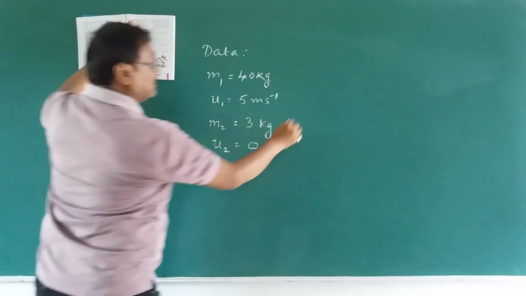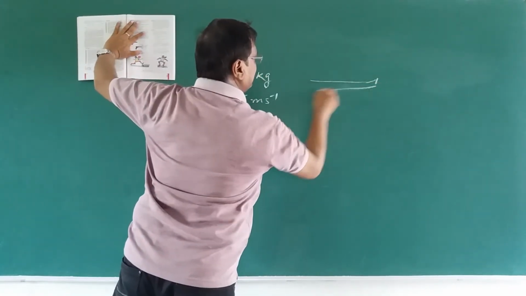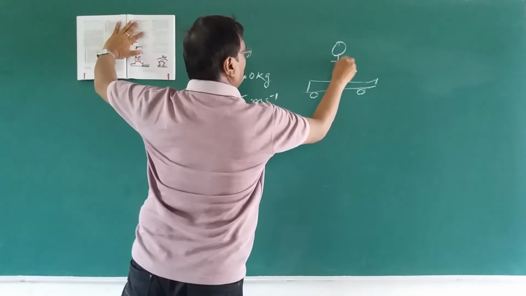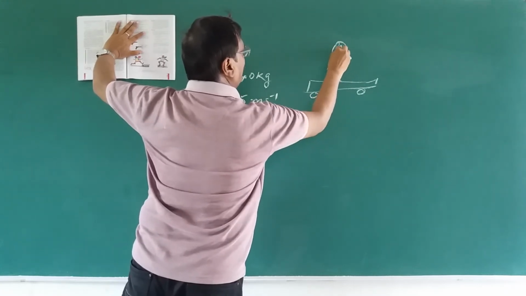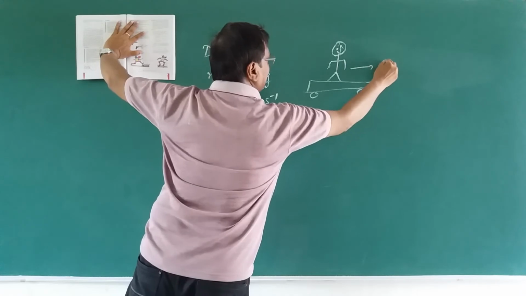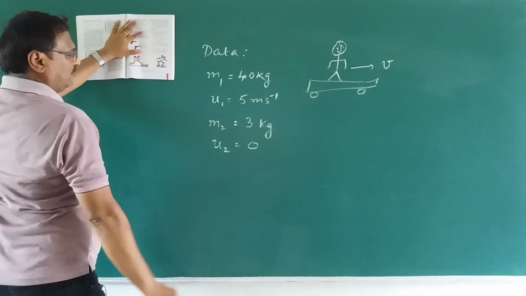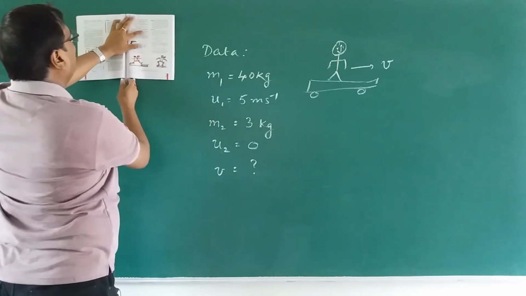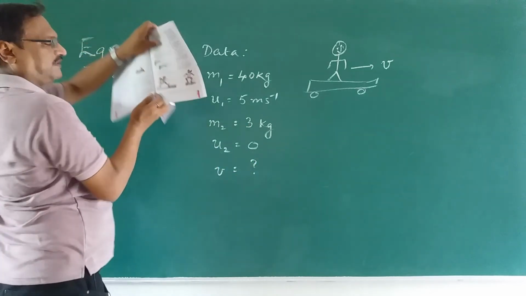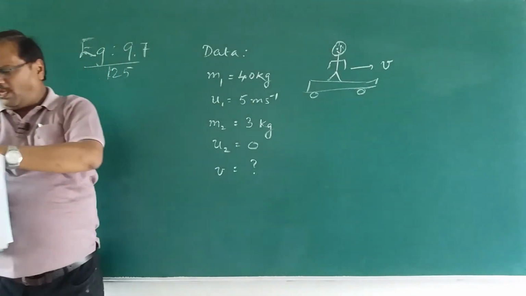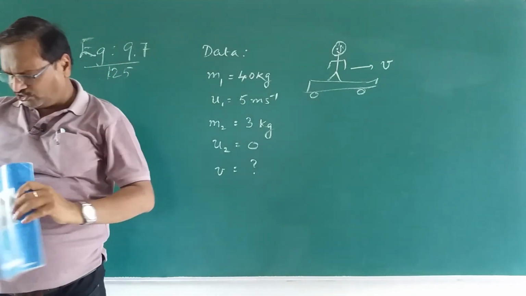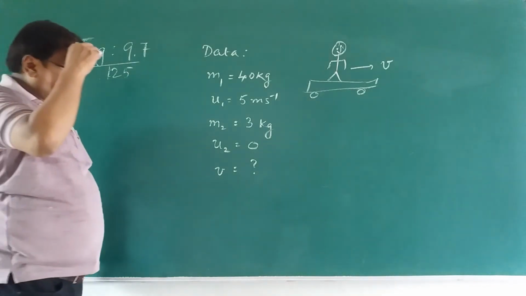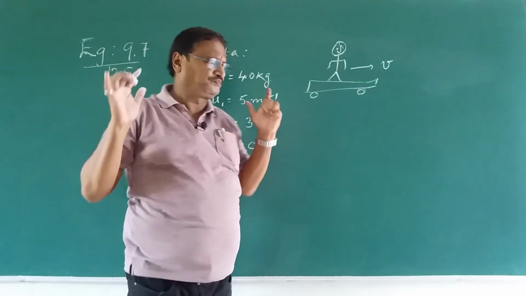What is their velocity as the cart starts moving? What will happen? The cart is like a skateboard, and the girl comes and jumps on it. Fine, and now both of them are going together. That is a common velocity V. So V is equal to how much? Now forget all the extra data, you don't need it. Let me keep the book aside. Very carefully let us do.